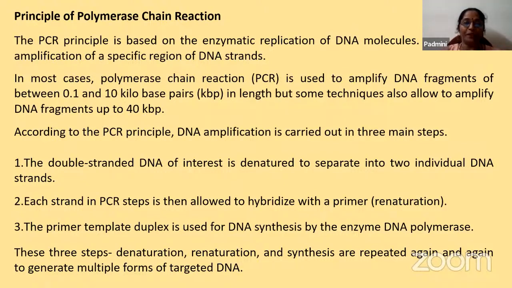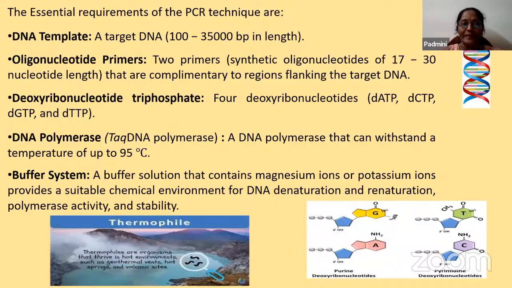So these 3 steps are denaturation, renaturation and synthesis. D is to separate, re is to join them. Denaturation, renaturation and synthesis or elongation are repeated again and again to generate multiple copies. So you can get millions to billions of copies. That is the PCR technique, and we'll talk about it in detail. So what are the essential requirements? You have to note this down, because without this, you won't understand what we are talking about in the PCR technique.